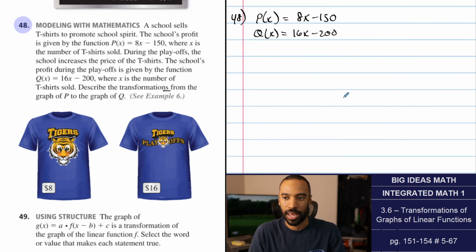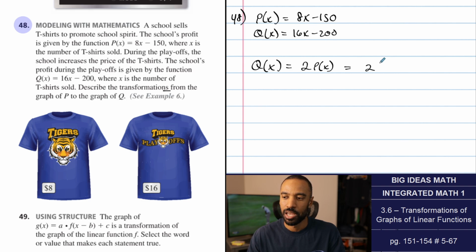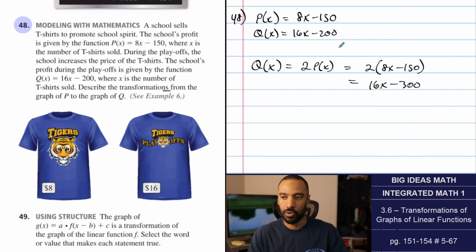Now this might have to go one at a time, right? So q of x, let's say we just said that it was 2 times p of x. We doubled it because that way we'd be doubling the 8x. The problem is you're also doubling the 150. Now, we can work on that because that's 16x minus 300. But we need to change the negative 300 now to a negative 200. So why don't we add 100 to this as well? Because negative 300 plus 100 is negative 200.